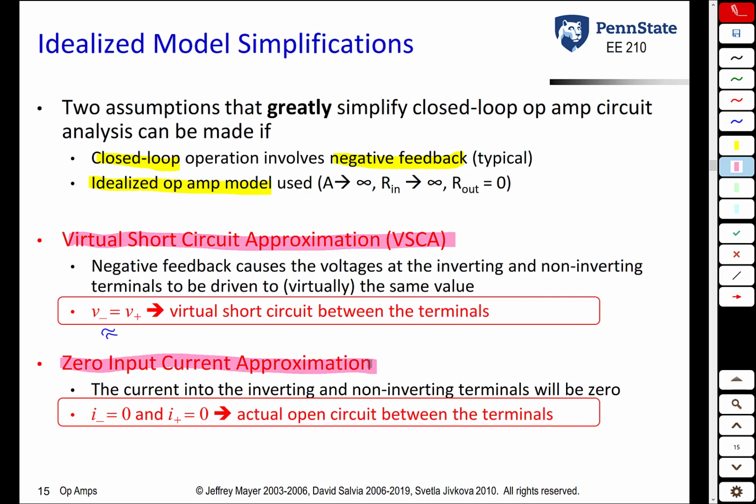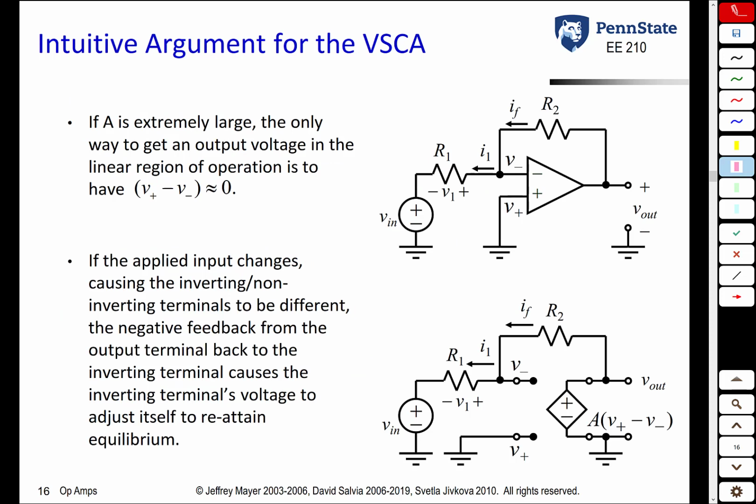The zero input current approximation is pretty easy to understand. It's pretty clear to see that if Rin is very, very large, the current flowing into those terminals will be quite small. The second argument, this virtual short circuit approximation, is a little bit tougher to understand. So let's try to come up with an intuitive argument for that.